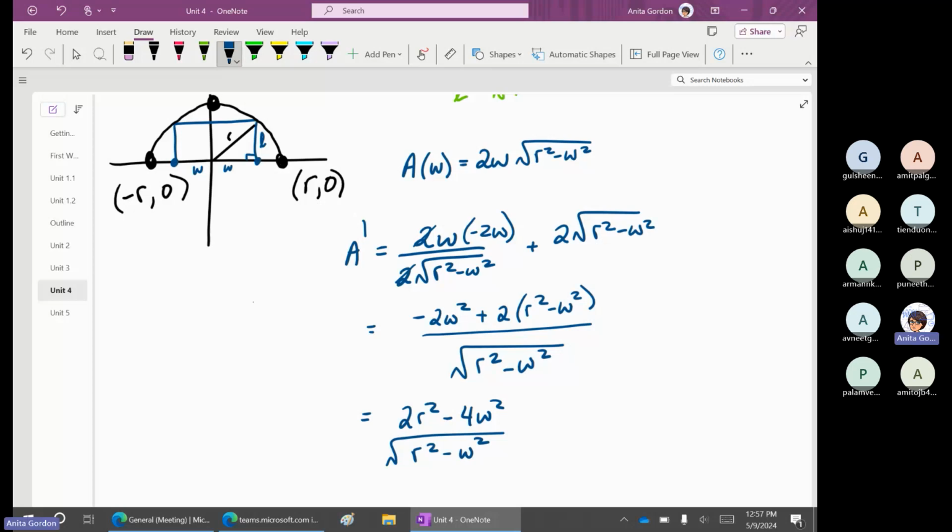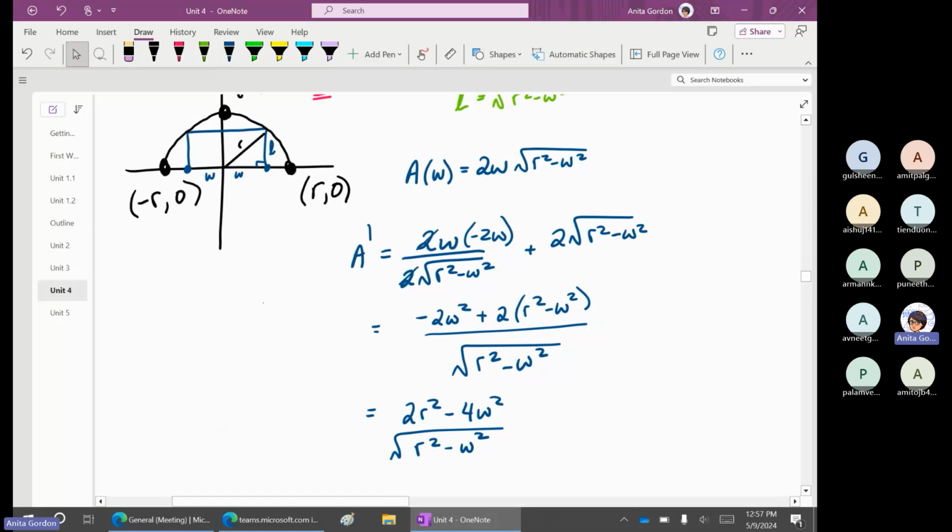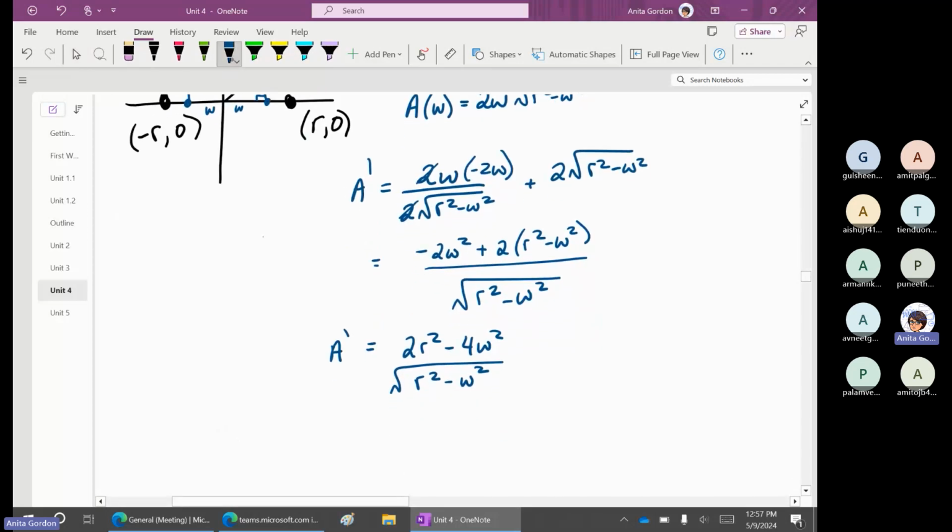Getting something similar, good. Okay, so this is A prime. To find the peaks and valleys, we want this to be 0. When we have a fraction or a rational function that is 0, what are we focusing on? Numerator. 2R squared minus 4W squared must be 0. We are focused on W, treating R as a constant.